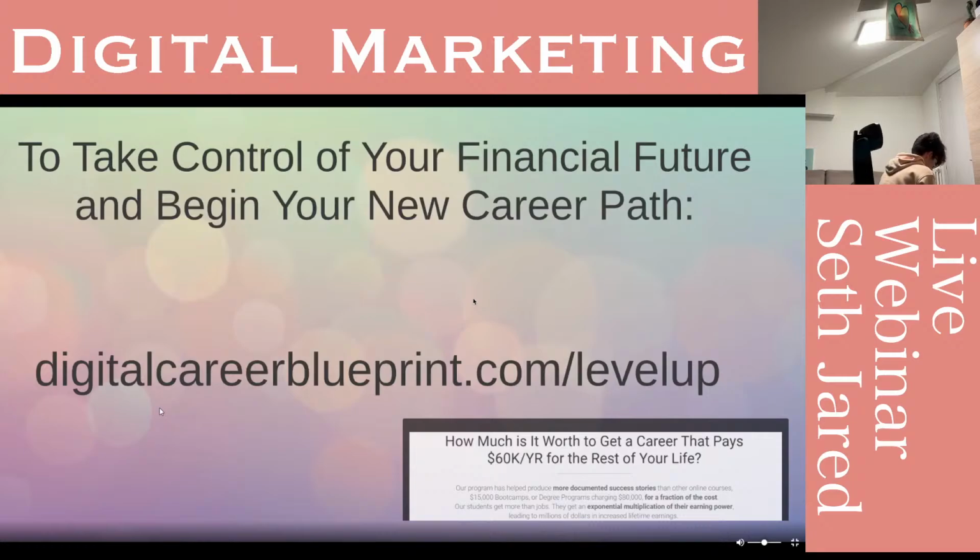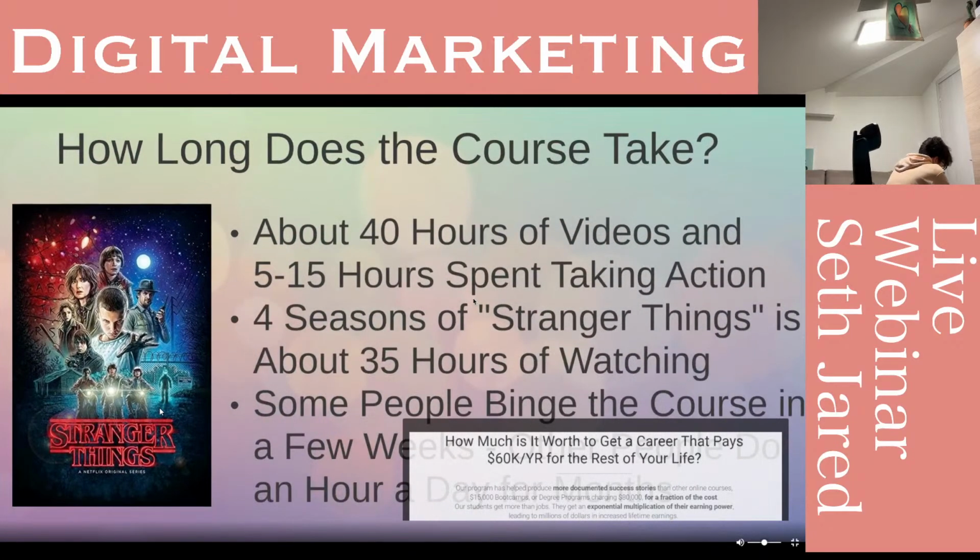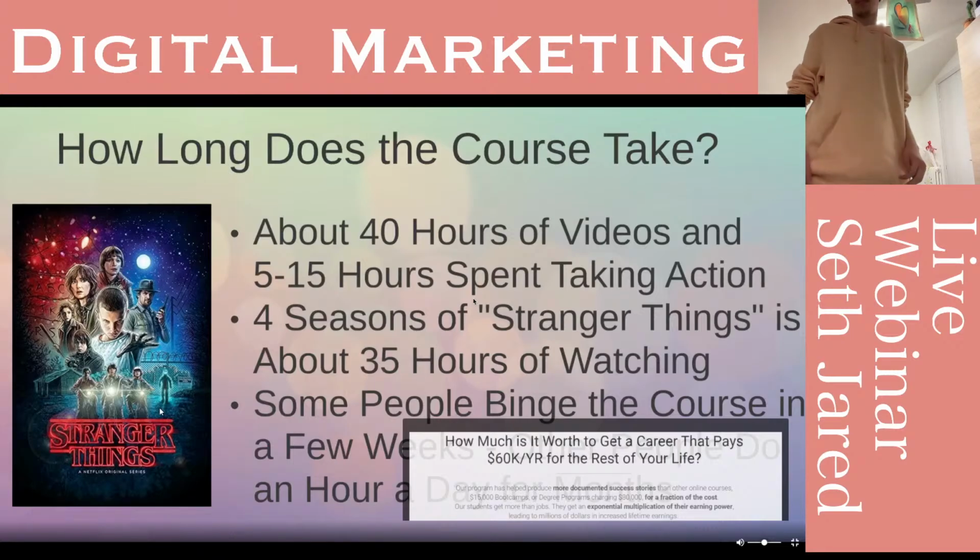And now I'm going to answer some of what I think are frequently asked questions you might be wondering yourself. First is, how long does the course take? It's about 40 hours of videos and 5 to 15 hours spent taking action. 4 seasons of Stranger Things is about 35 hours of binge watching. And I think I've done that. I've binge watched a lot of Netflix shows in my day. So it is possible to consume all this content.